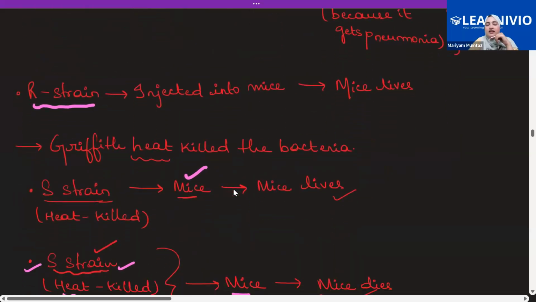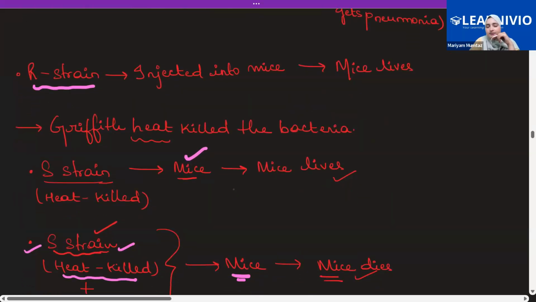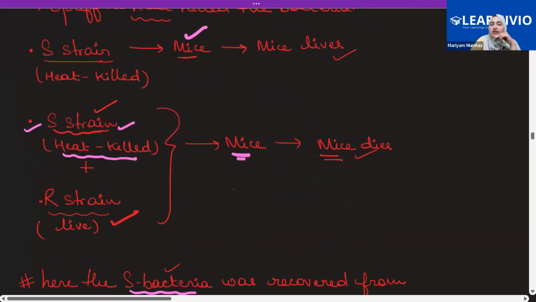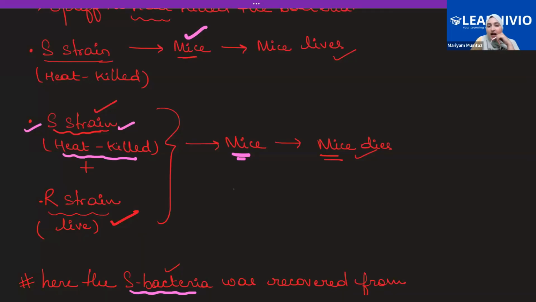Now, Griffith killed the bacteria. He heat killed the S strain and the mice lived because the S strain was killed. But when he put a mixture of the heat killed S strain along with the R strain, the mice died.